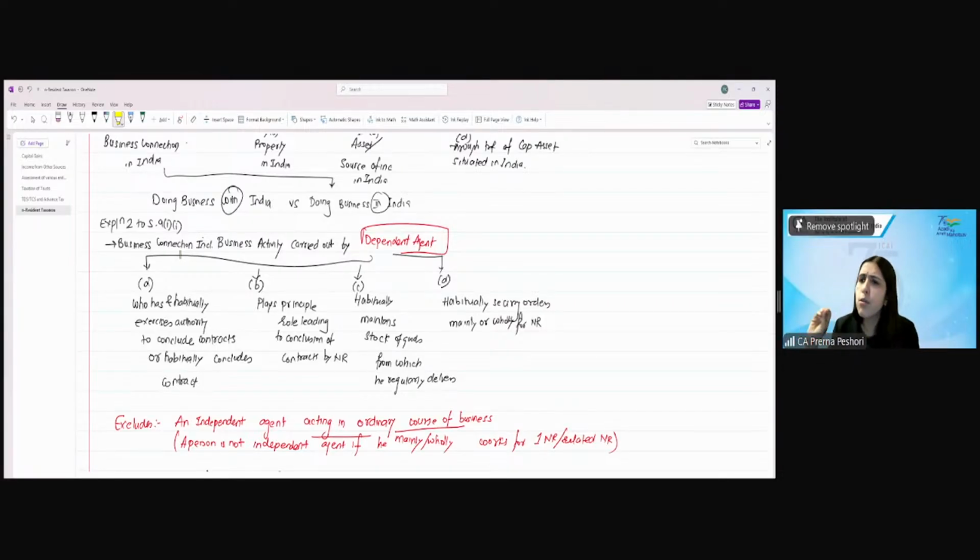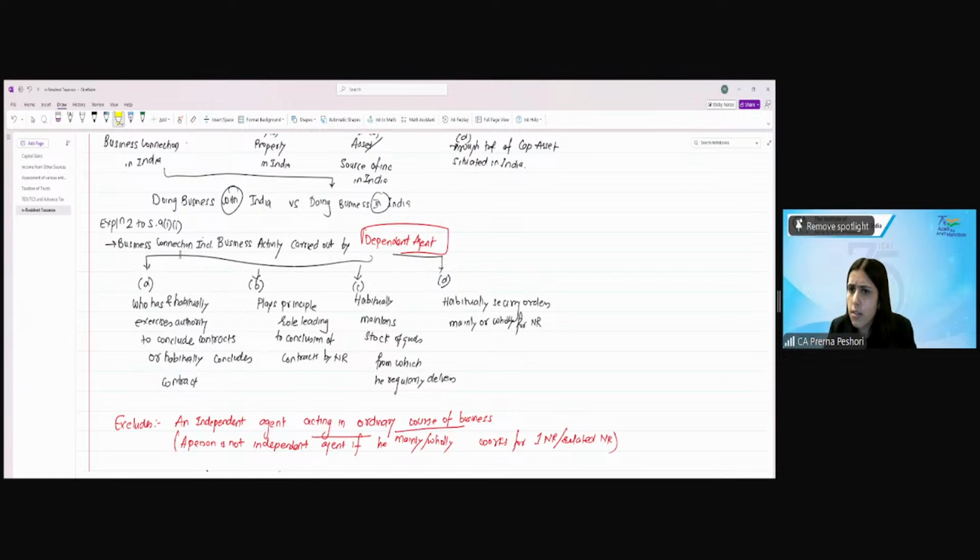And I will negotiate the pricing. The customer may say, no, this 100 rupees is too much. We are only able to pay 80. Okay, you pay 80. Let's close the deal. And I will conclude the contract. I will be considered as constituting the business connection for the non-resident. Isn't it? So basically, I am constituting the business connection for a non-resident.